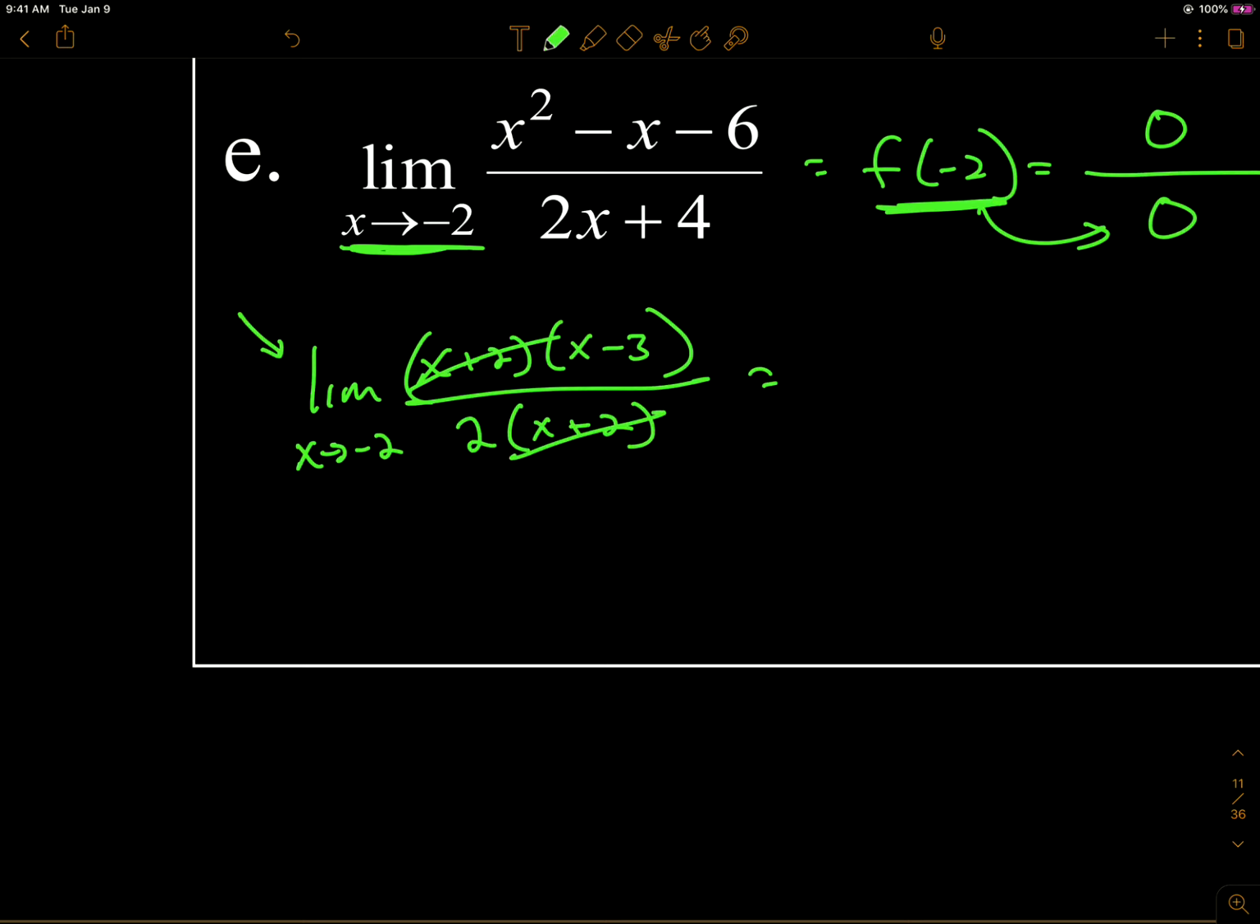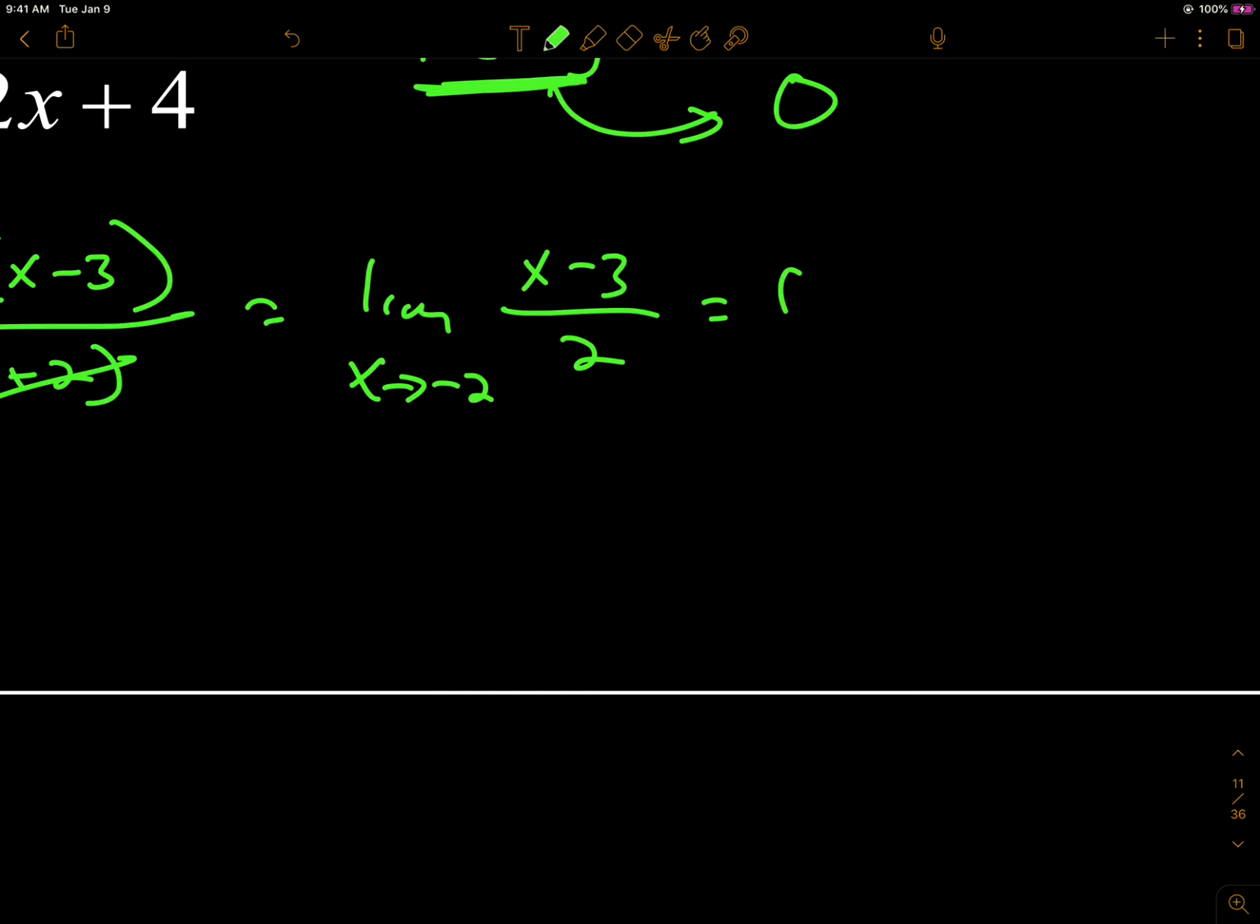These cancel, so now I have the limit as x approaches -2 of x minus 3. So I found my agreeable function. Now I can do direct substitution, and I don't have to write limit anymore when I'm doing that. I plug in a -2.